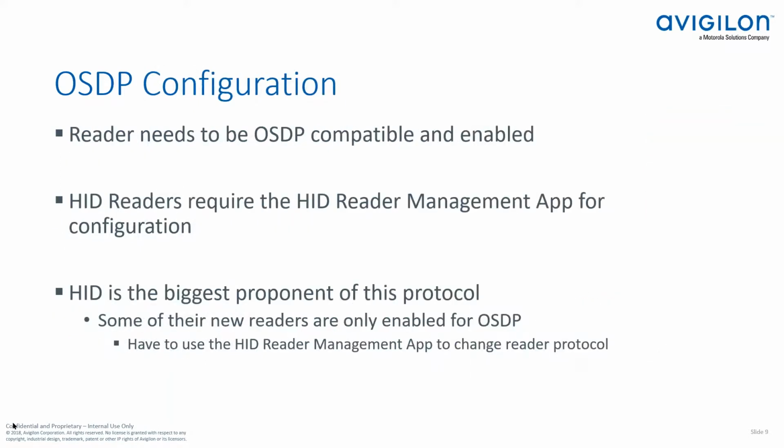Okay. A couple more things in here. The reader needs to be OSDP compatible. So there are readers out there today that are compatible with that. HID provides a reader management app that allows you to configure that reader, so you can go and modify a couple of things. Depending on the manufacturer, you might have the capability or not. Some are doing it through different card configuration or don't provide that at all.